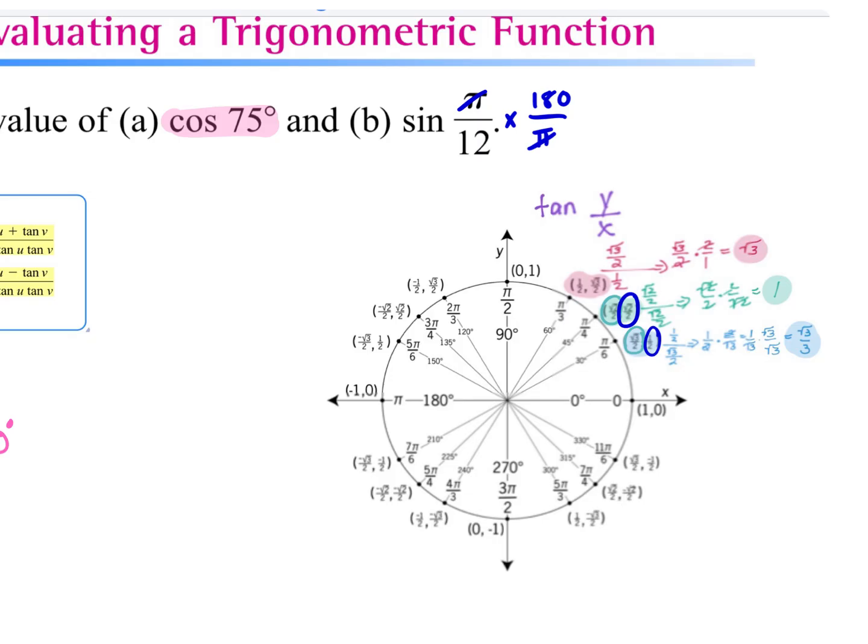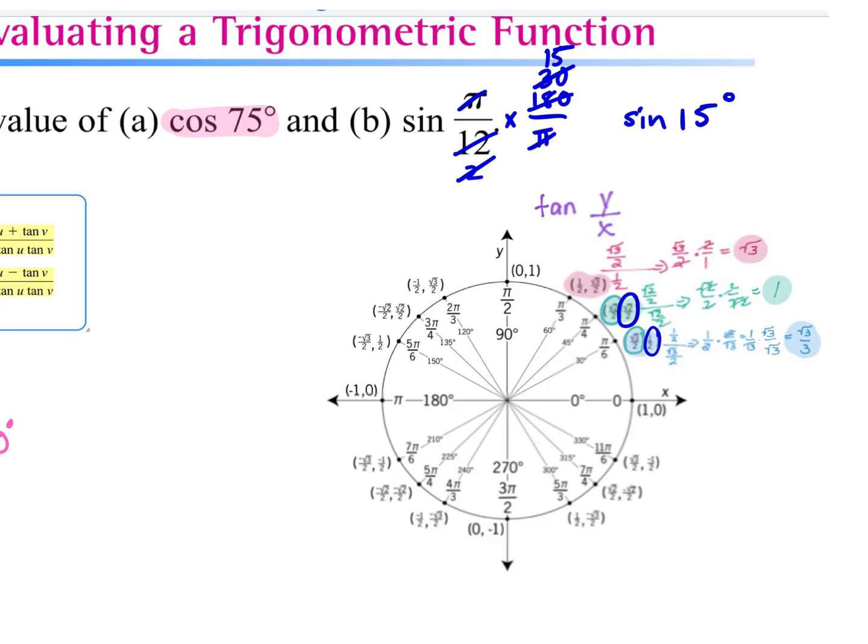What goes into both 12 and 180? Start with something smaller if you don't know. 6 goes into both of them. 6 goes into 12 2 times, and 6 goes into 180 30 times. And then 2 goes into 30 how many times? 15. So this is the sine of 15 degrees.